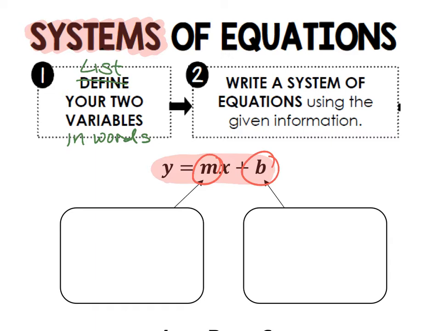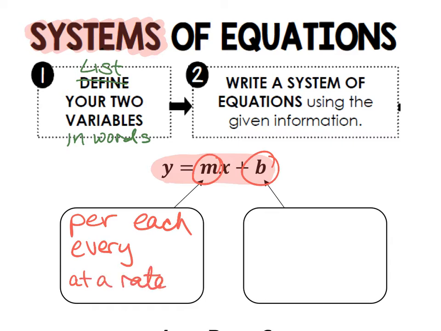The word that means slope might be the word per, or does anyone remember any more? Each, every, or at a rate of. Yeah, these are the things that we're going to know mean our slope. These are the words in word problems we're looking for that know that that's my slope, that we're going to multiply the x variable by that number.